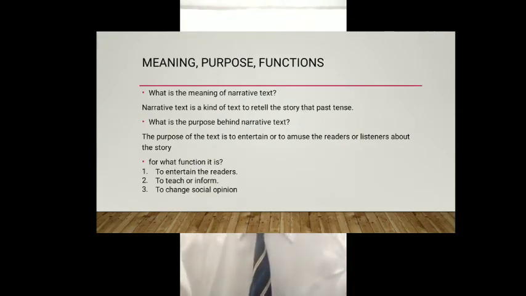Okay, Nadia, would you explain to me the meaning or the function of narrative text? Okay, that's really good. What is the meaning of narrative text? Narrative text is a kind of text to retell a story about the past. Jadi ini menceritakan sebuah kejadian atau masa lalu. Narrative text ini bisa menceritakan kejadian masa lalu seperti itu.